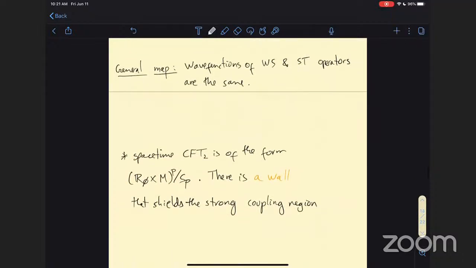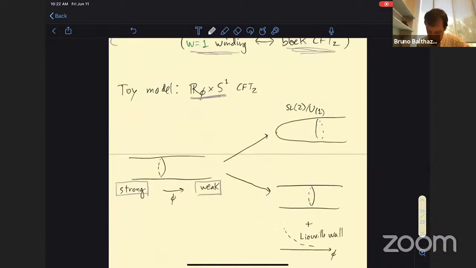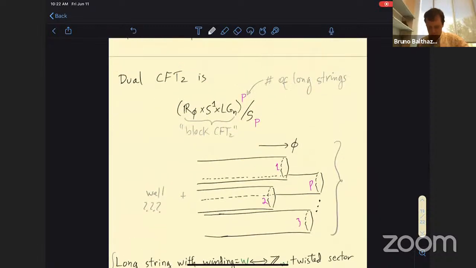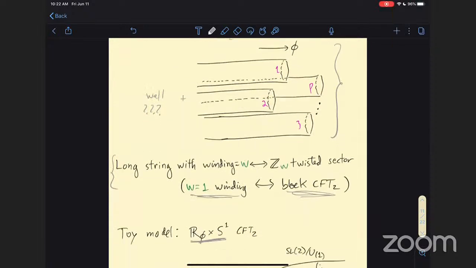Would you say again what the space-time theory is? The space-time theory, let me show you this picture here. So it's essentially, well, for this case that we're considering, it's R_phi cross S1 cross Landau-Ginzburg to the power P mod S_P. And then you have to introduce some wall to make this CFT well-defined, which is what I was going to get to now. But in the region of large phi, that's what it looks like. Okay, thank you. Yeah.